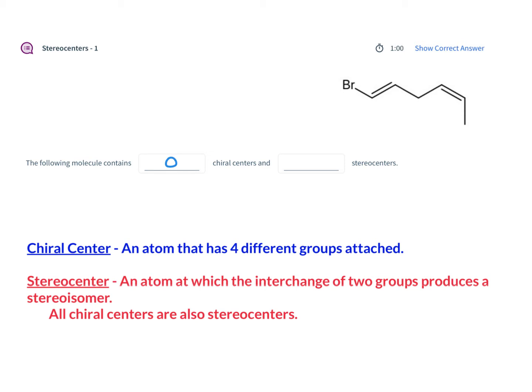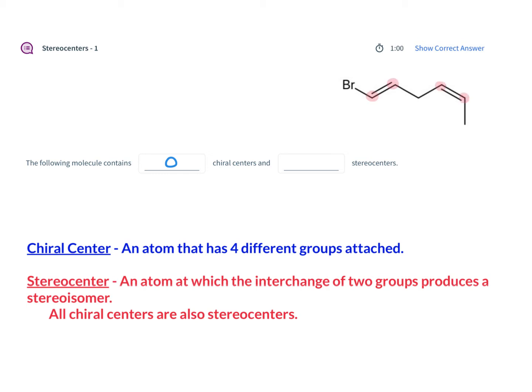Now we want to look for how many stereocenters it has. A stereocenter is a more broad category than chiral centers, and this is an atom at which the interchange of 2 groups produces a stereoisomer. And alkene carbons can often be stereocenters. Here we have 4 alkene carbons.